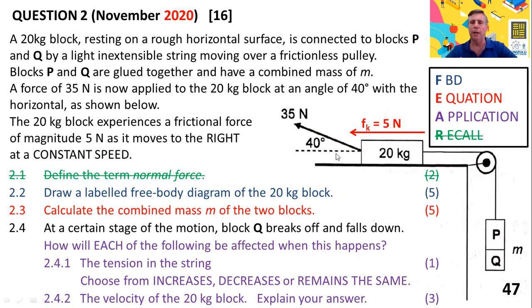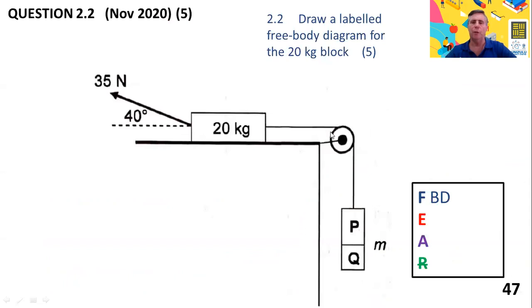2.2, the free body diagram, 5 marks. And actually, the average mark for this was over 80%. So people did very well. And you've already got 7 marks from the first 2 parts of the question. 2.3 was our equation, 5 marks, slightly less than usual, and it wasn't too difficult in this case. And then you've got 4 marks of application, explaining something that's happened by applying your knowledge of Newton's second law of motion.